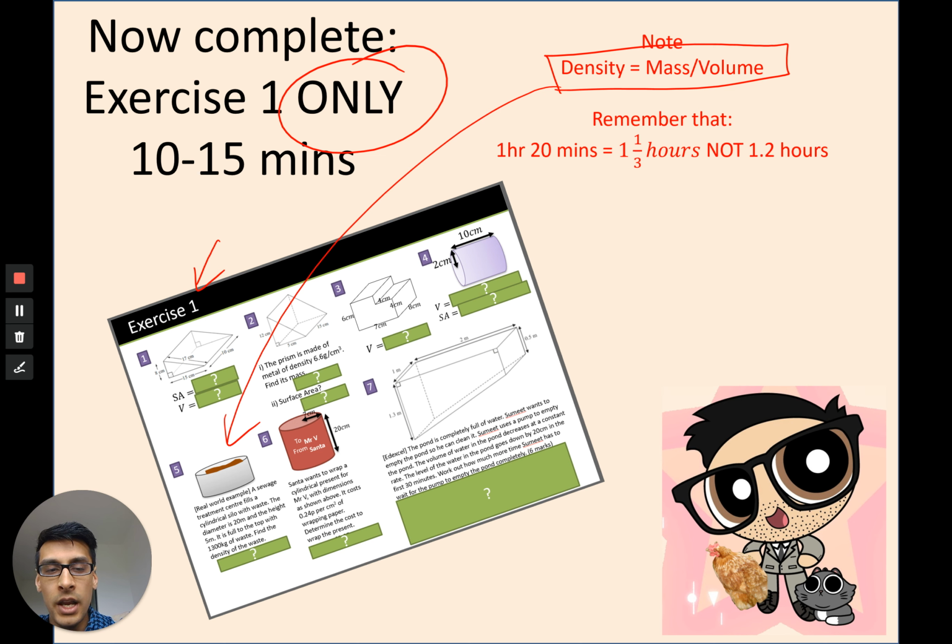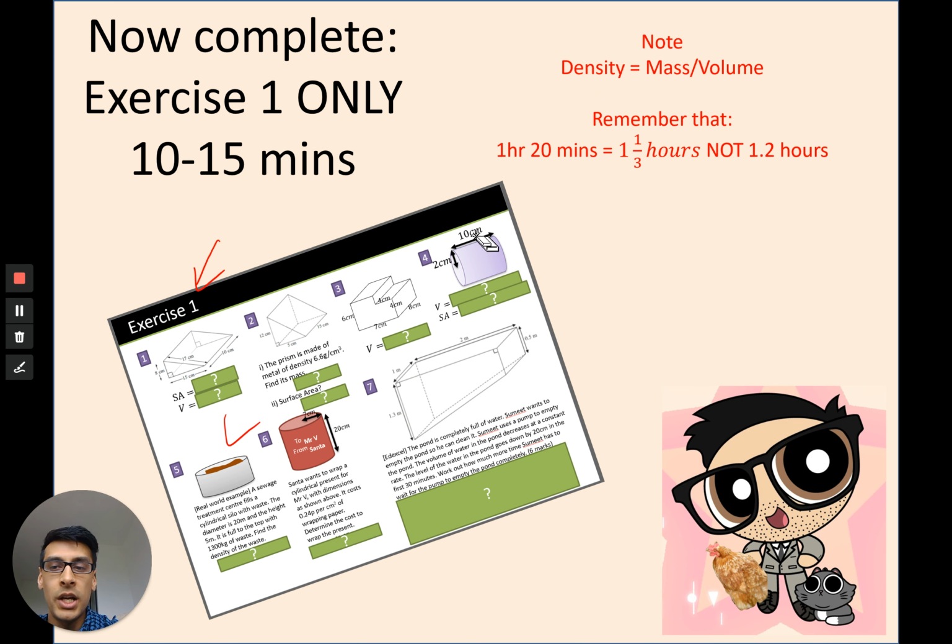And then for another one of the questions, remember that 1 hour and 20 minutes is not 1.2 hours. Silly mistake that. 1 hour and 20 minutes is 1 and 1/3 of an hour. So just remember that. That will come in handy for one of the questions, which I'm not going to tell you which one. You can work that out. So try exercise 1 and then come back to this playlist and then continue. See you in the next video.